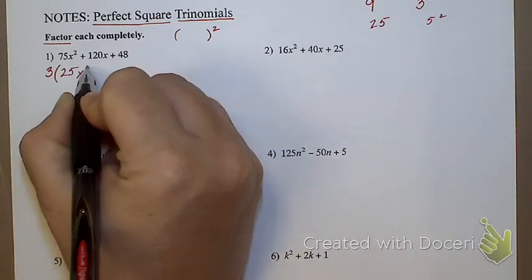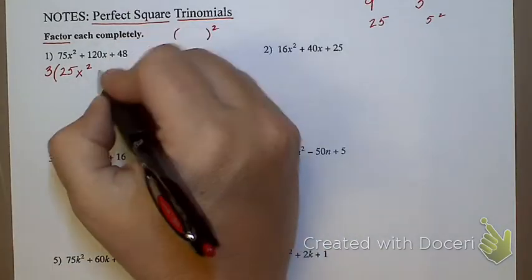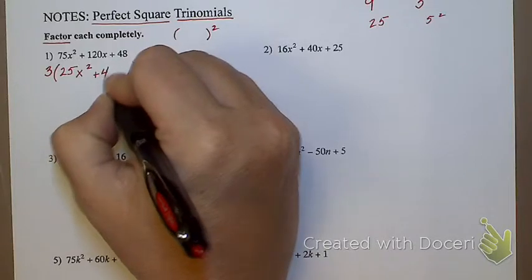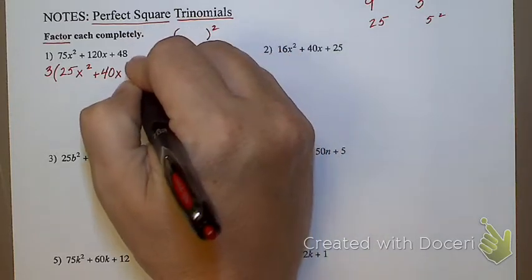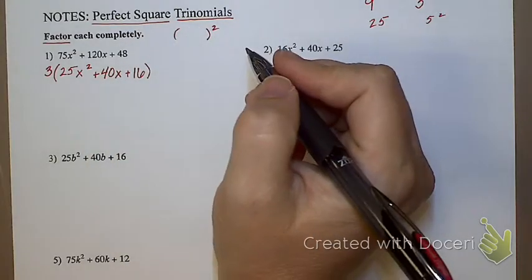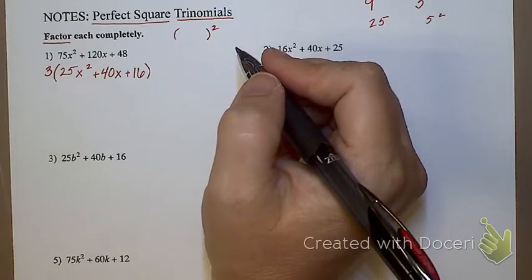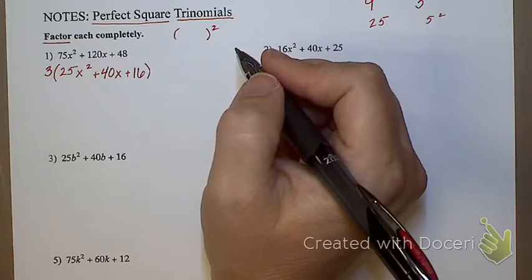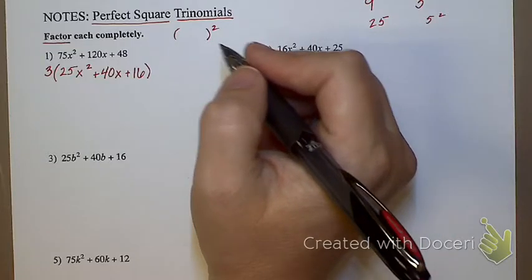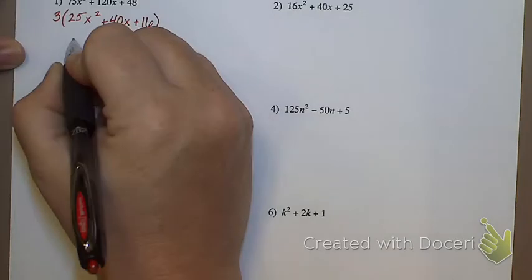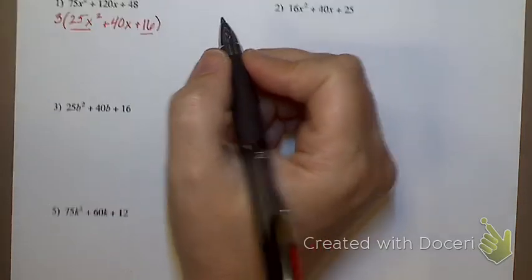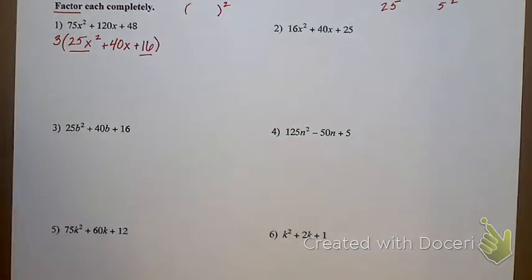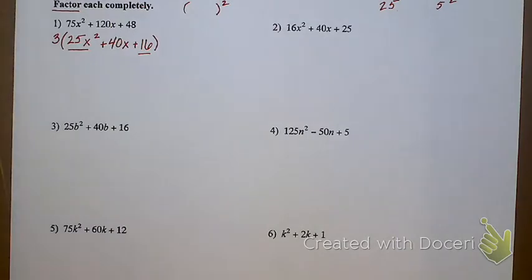So that gives me 25x squared. What's 120 divided by 3? 40x. And what's 48 divided by 3? 16. Now, I can snowflake, can't I? So if I were to snowflake this, I would have 25 times 16 on the top, right? That's kind of a pain. What is 25 times 16? 400.